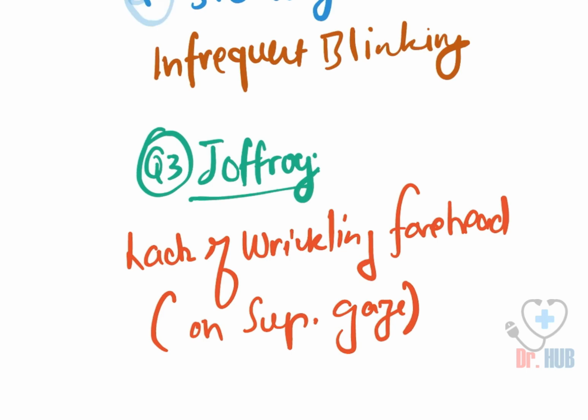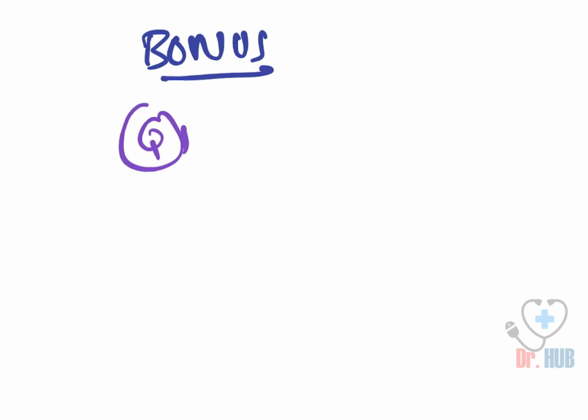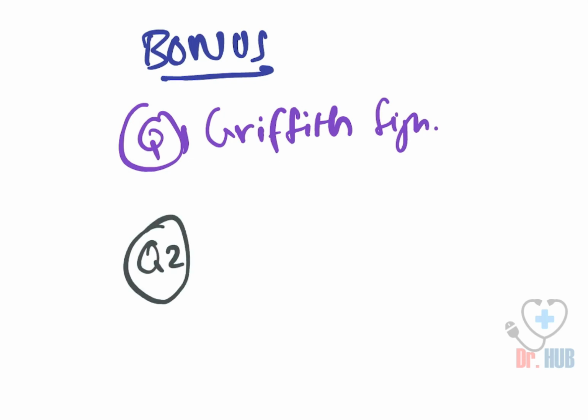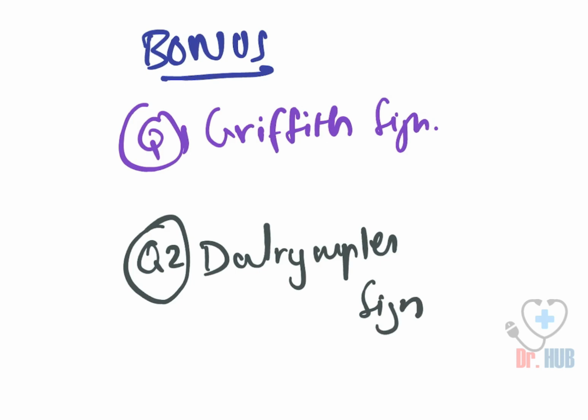So after this, we are going to look at some bonus questions which can be answered in the comments. Here we are again going to ask three questions. The first question is, what is the Griffith sign? The next question is, what is the Dalrymple sign? The third question is, what is the Mobius sign? These questions can be answered in the comments.